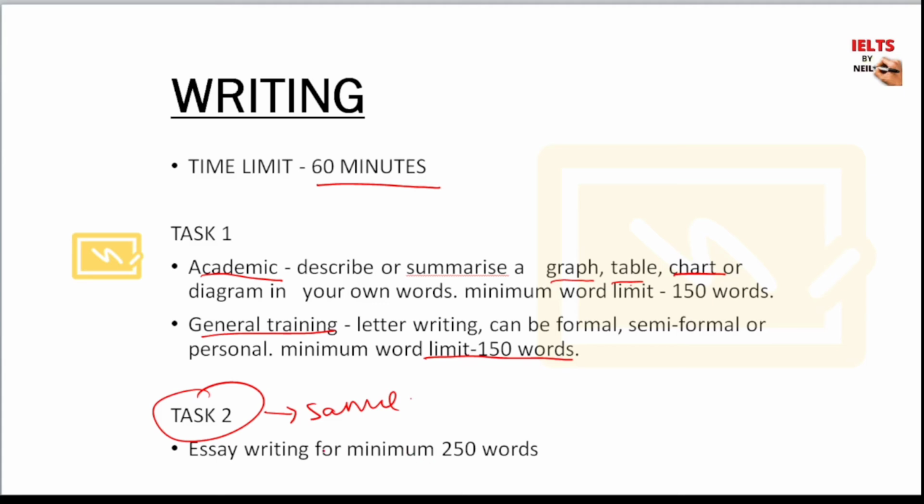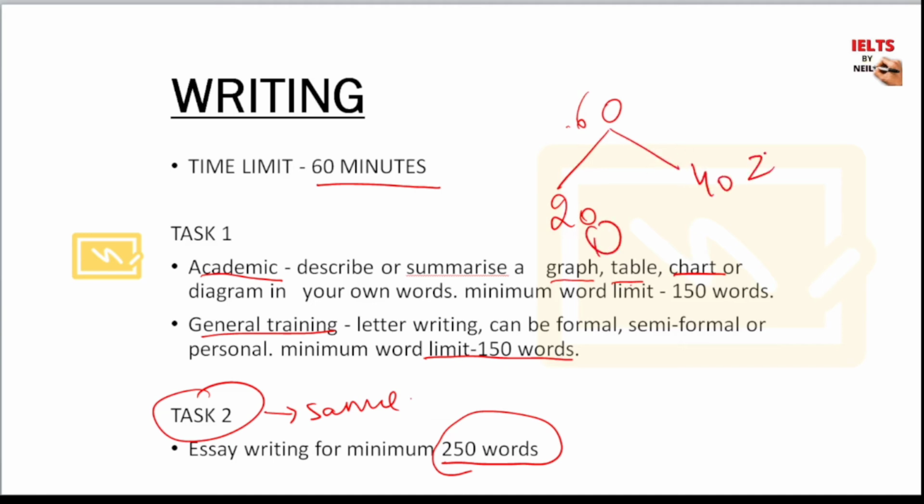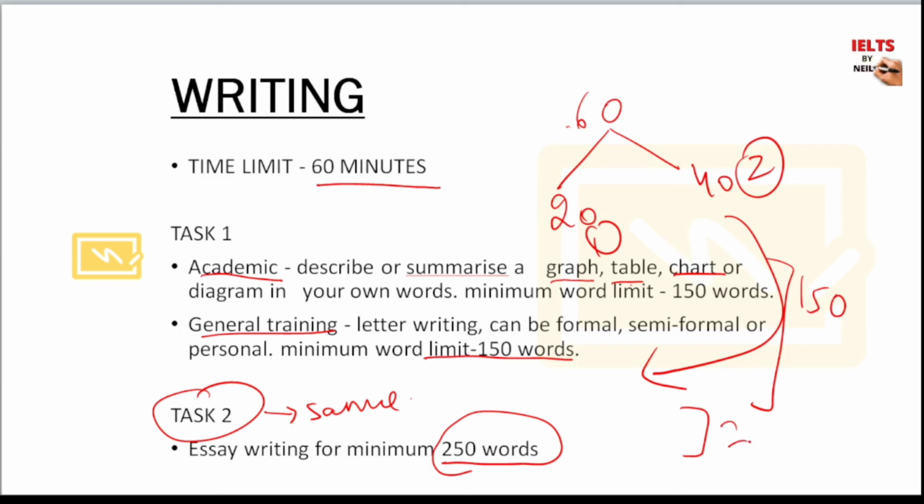And for task 2, you will get an essay and you will need to write 250 words. So for the 60 minutes which you get in this exam, how we divide is we keep 20 minutes for task 1 and we keep 40 minutes for task 2, because of course task 2 carries more weightage, so of course we're going to spend more time on this one. Please note that for task 1, 150 is the minimum word limit, and for task 2, 250 is the minimum word limit. Anything less than that, you might end up losing marks.